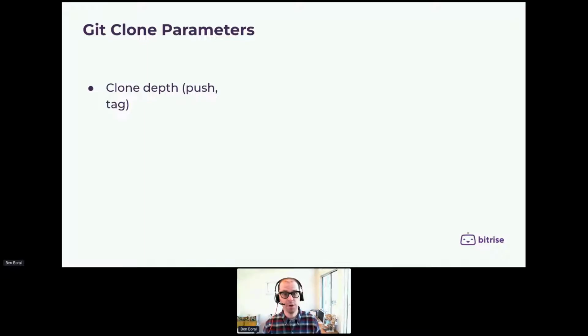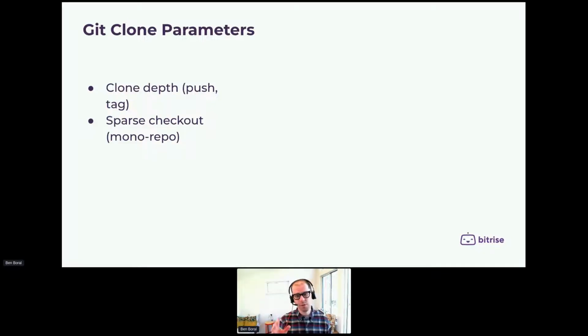We can just set clone depth to 1, and it will only fetch the latest version of the code. We can also do a sparse checkout, and this is really useful for mono repos. So let's say that you have a mono repo and there's one team working in one directory and another team working in a different directory. Well, for your builds, you really only need the directory that you work in, and you can use sparse checkout to only fetch the directories you care about.